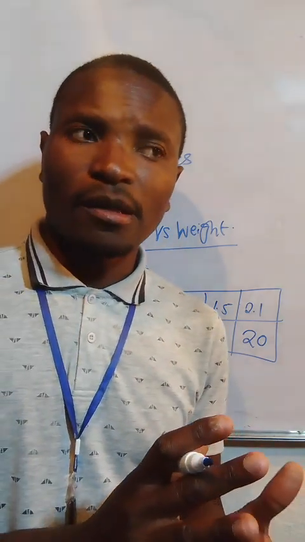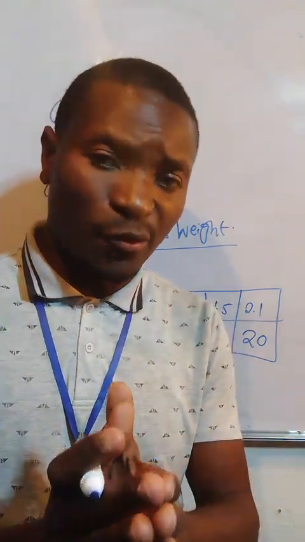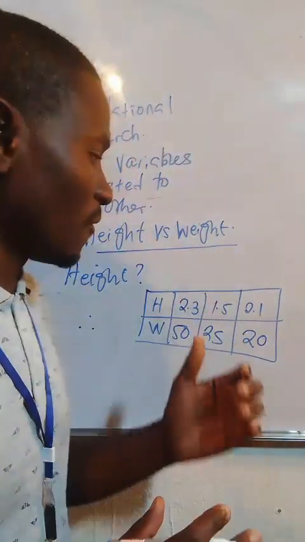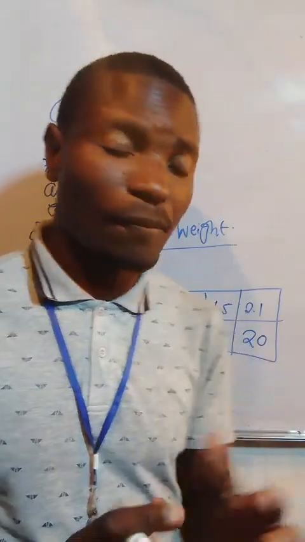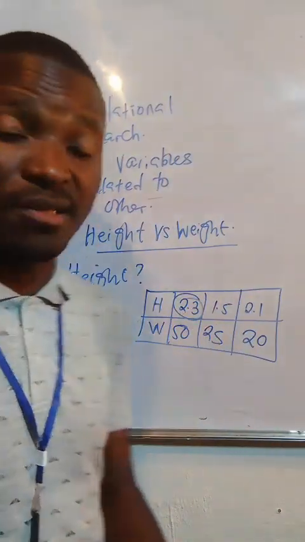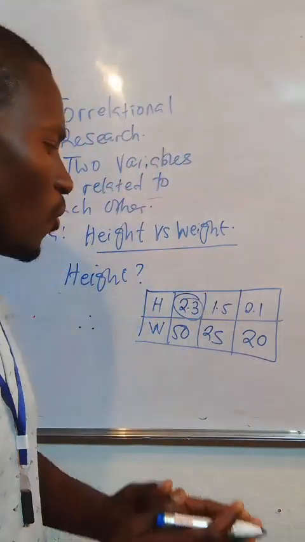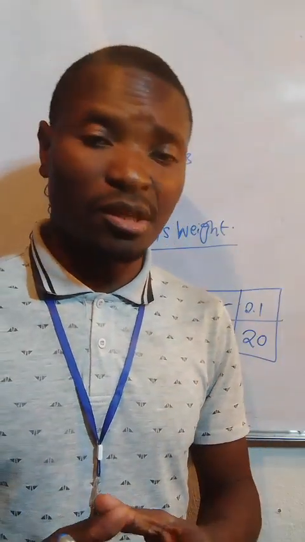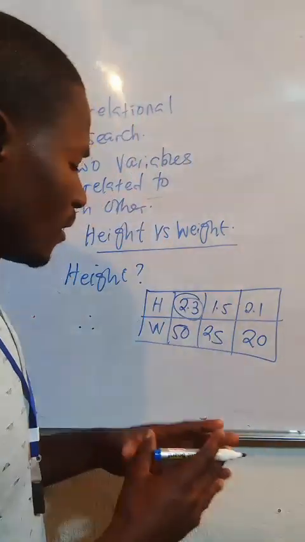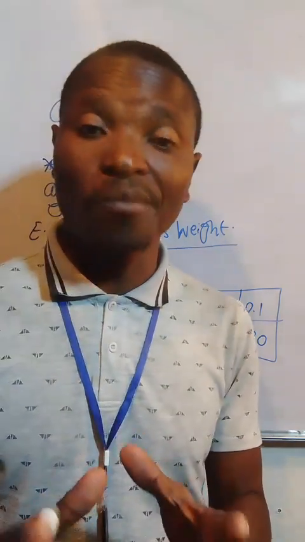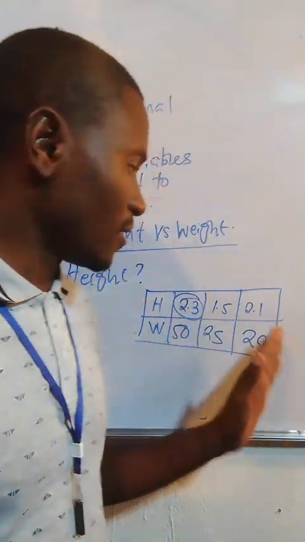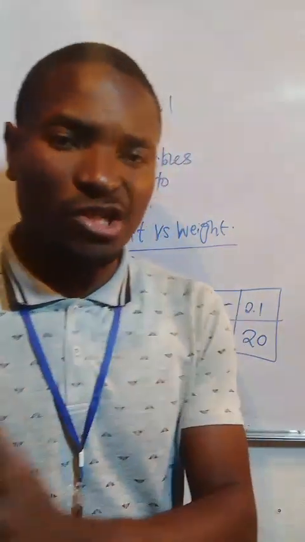Now if these two things are related to each other, if they have some relationship, that if I know the height, if the height of this person is 2.3, then the weight of this person is going to be 50, say 50 kg or 50 newtons. If the height of the person is 1.5, then it is going to be 25, and just like that.